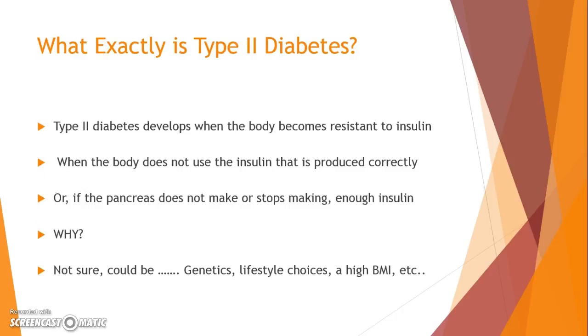So what exactly is type 2 diabetes? It develops when the body becomes resistant to insulin. When the body does not use the insulin that is produced correctly, or if the pancreas does not make or stops making enough insulin. Why this happens, professionals are not sure. They think that it could be genetics, lifestyle choices. If you eat a diet that is high in fat, you don't get a lot of exercise, which also leads to a high BMI and things of that nature.